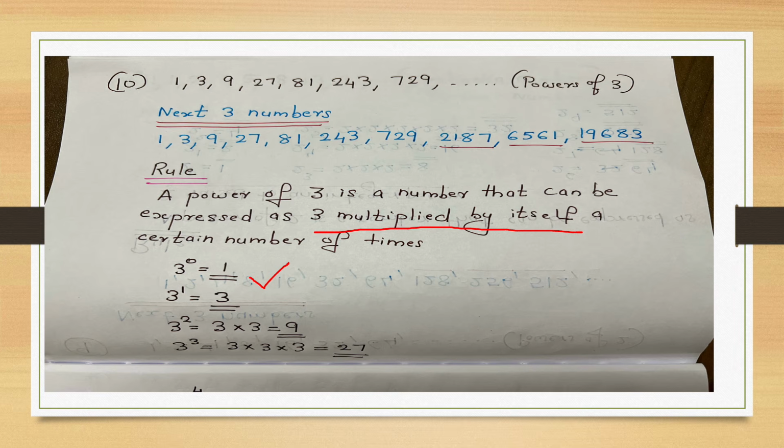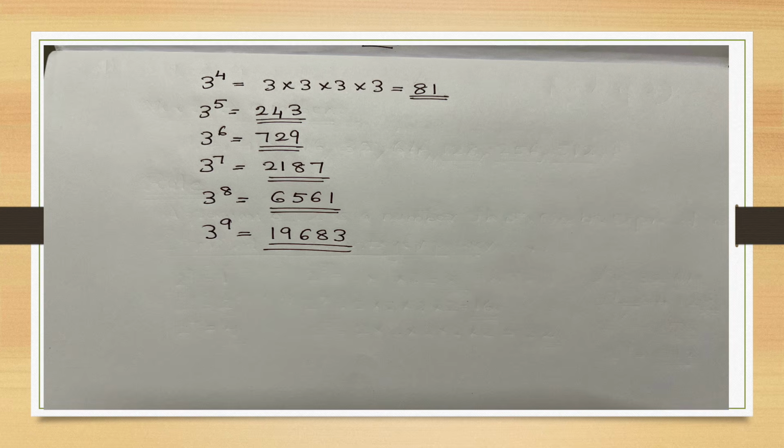So, 3 raised to 0 is 1. Then, next number is 3. How did you get? 3 raised to 1. Okay. Then, next number 3 square. 3 into 3. That is 9. Next is 27. How did you get? 3 cube. 3 into 3 into 3. 9 into 3, 27. Then, next number 81. That is 3 raised to 4. 3 raised to 5, 243. 3 raised to 6, 729.